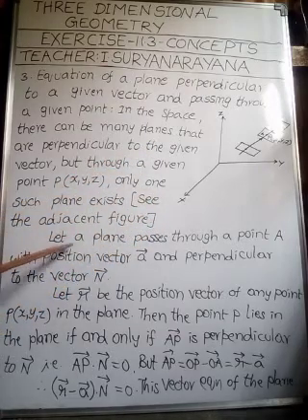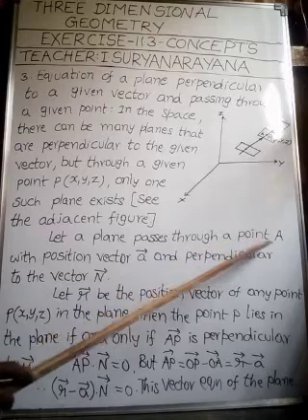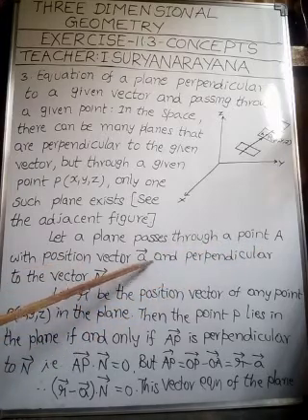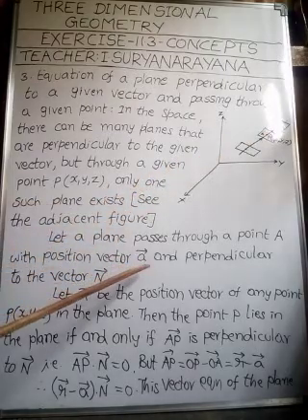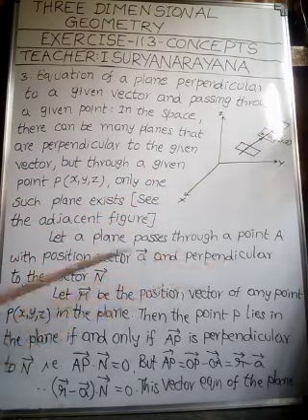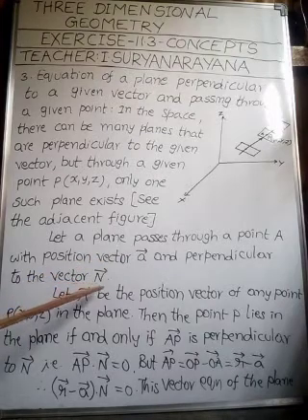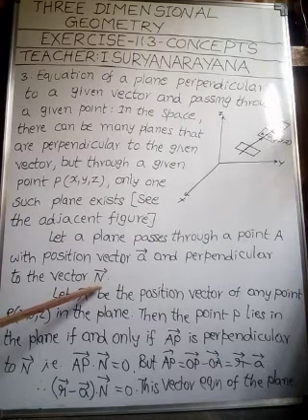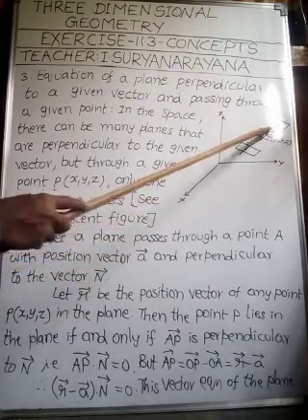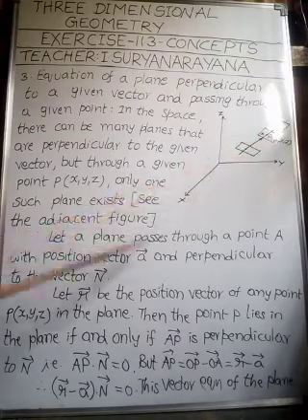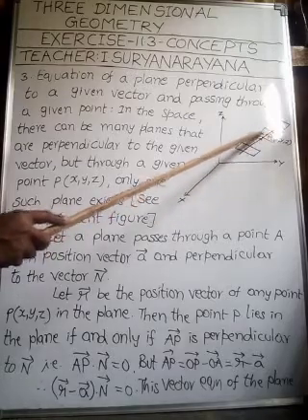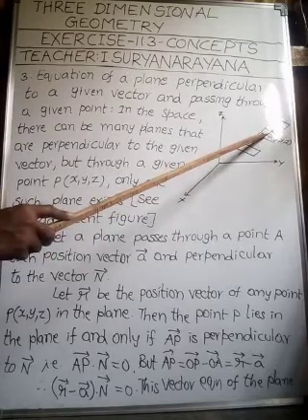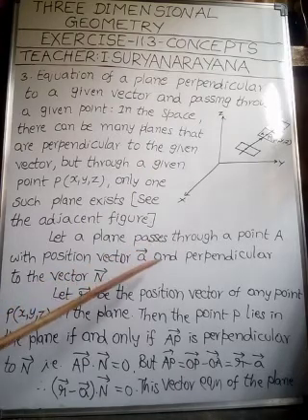Let a plane pass through a point A with position vector a bar, and be perpendicular to the vector n bar. Here A is a point in the plane. So this is the plane perpendicular to the given vector n bar. In this plane, there is a point A with position vector a bar. Understood these points, my children?